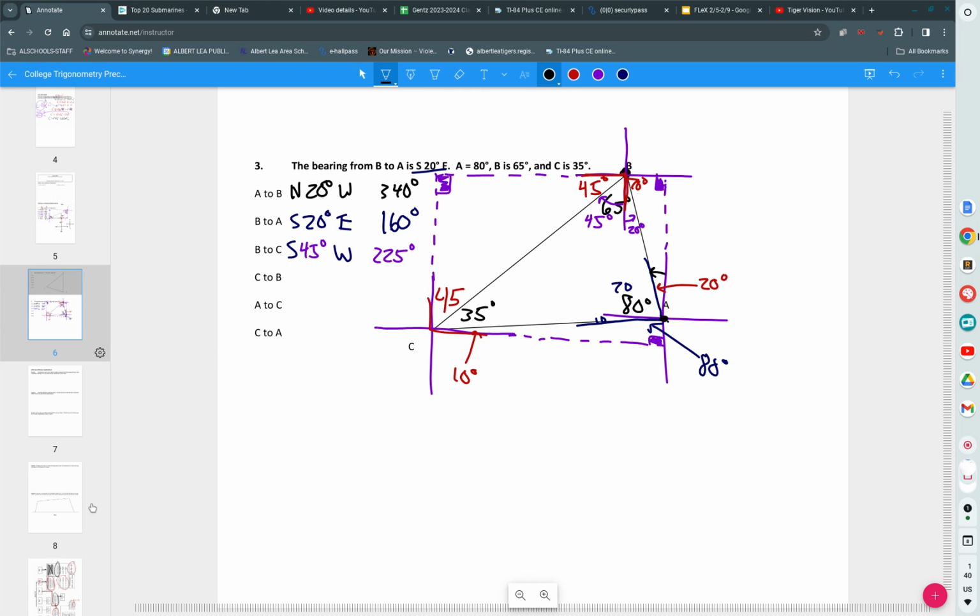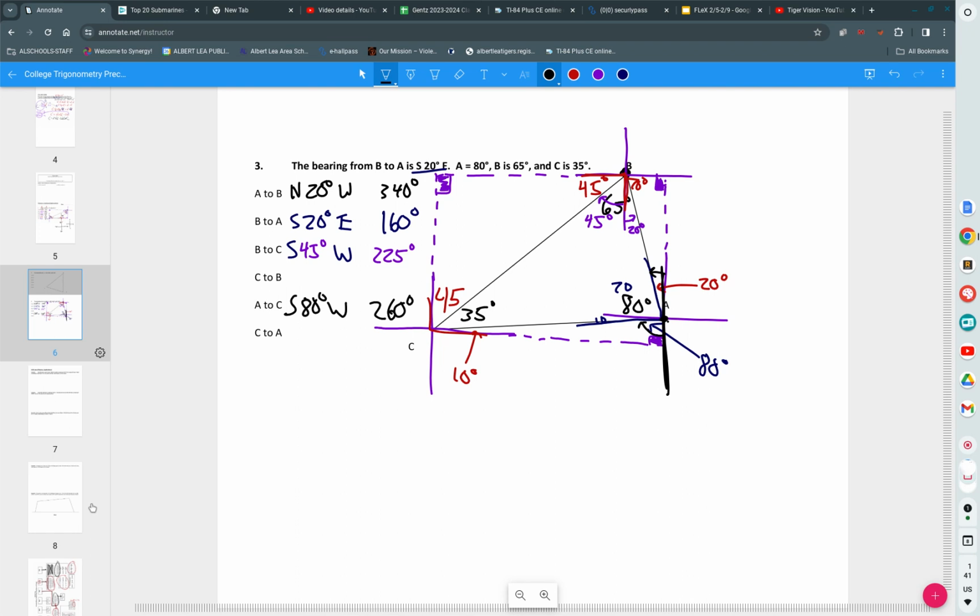Good job. I'm still at A, so I'm going to go to C. What's the general direction to get from A to C? Southwest. So this is my south line right here. From south, I'm going to turn how many degrees to the west? 80. So south is 180. Is that 180 minus 80 or 180 plus 80? So I get 260 degrees.